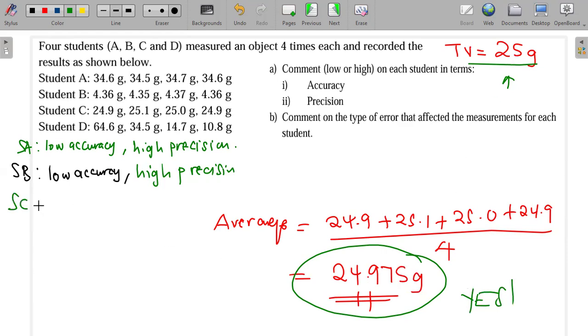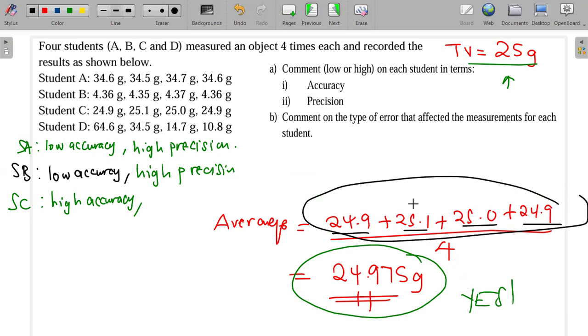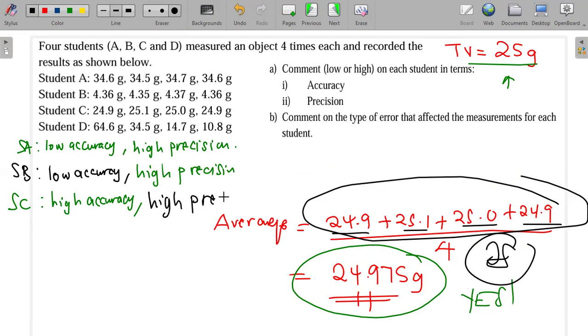So for student C, I'm going to say high accuracy, or simply that the measurements are accurate, because the average is closer to the true value. What about the precision? For precision, we look at the individual measurements: 24.9, 25.1, 25.0, 24.9. Again, they are close to each other. If I rounded off each of these, I'd get 25. So they are very close, and I'm going to say high precision for student C.